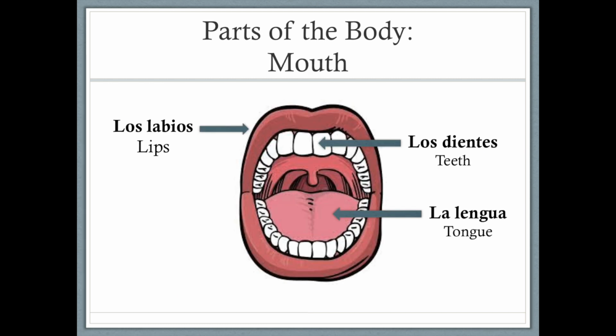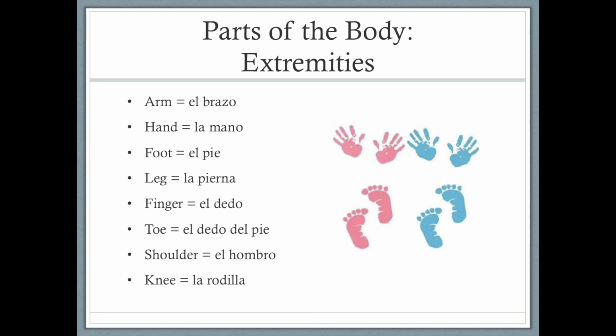Now looking at the mouth, los labios are the lips. Los dientes are the teeth. And if you'll notice, that is actually very similar to dental in English. And la lengua is the tongue. And if you are a fan of Mexican food, you probably already know what lengua is because it is cow tongue in Mexican cuisine.